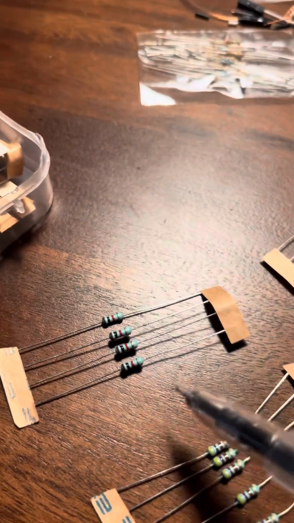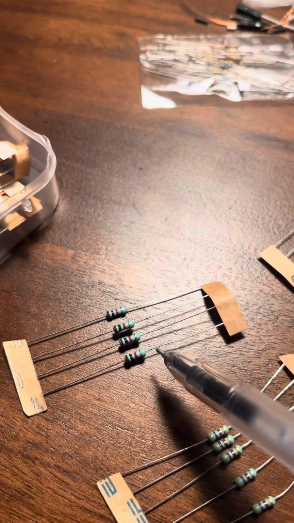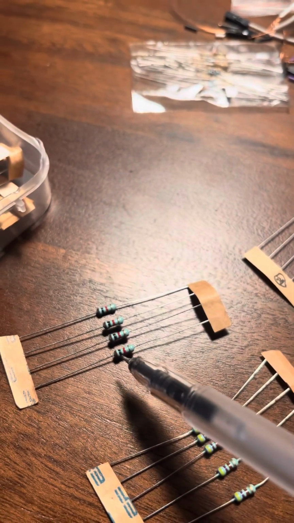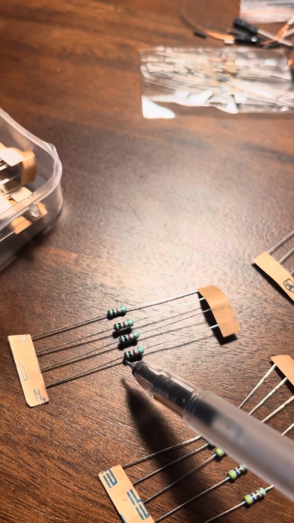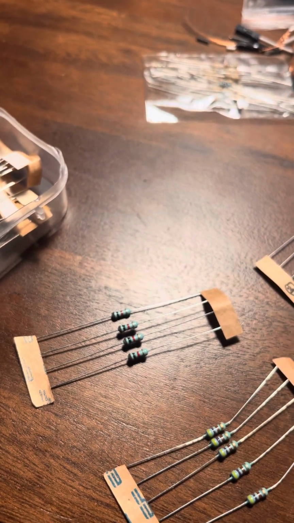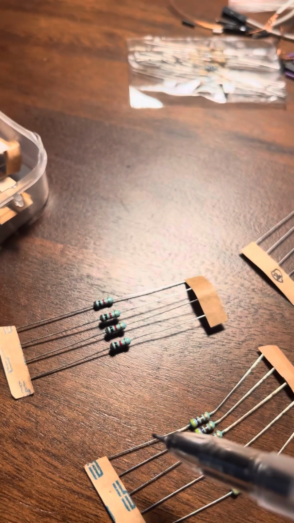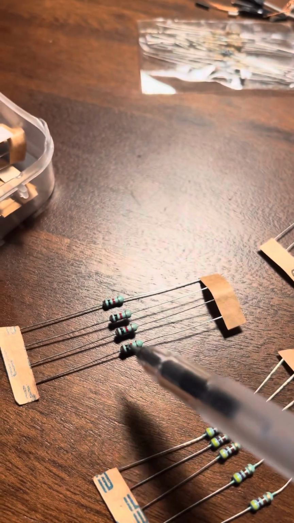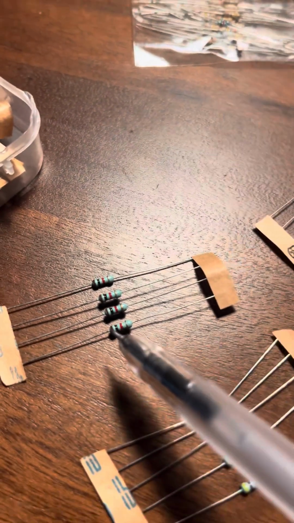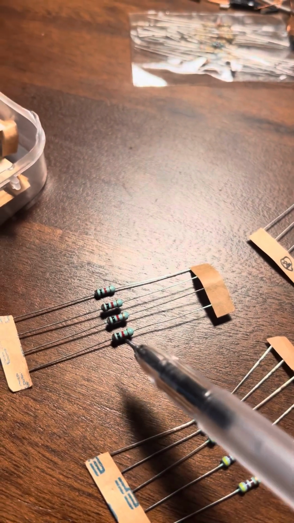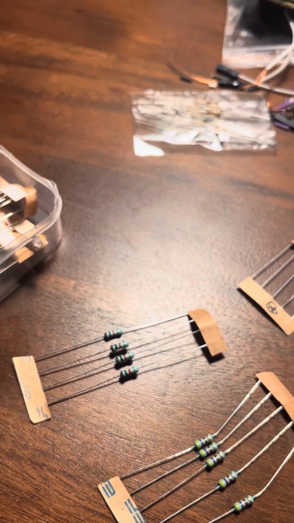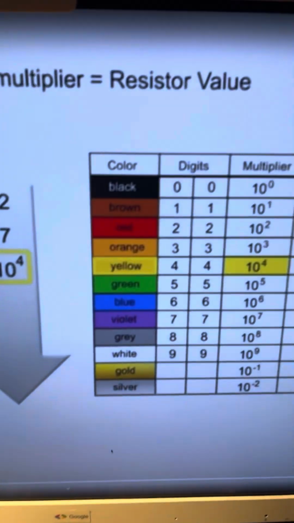Okay, so we normally see four bands like this. Maybe they differ, I'm not sure. But what we do is we read from this point, and normally the end colors would be something like silver or gold. And we match the colors. So let's take an example of this one. What we see is it's brown, black, red, and gold, if I'm not wrong. So let's take a look at that over here.